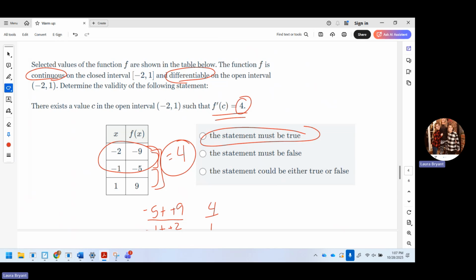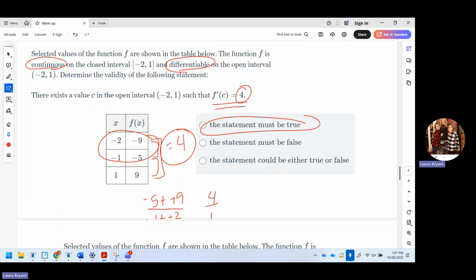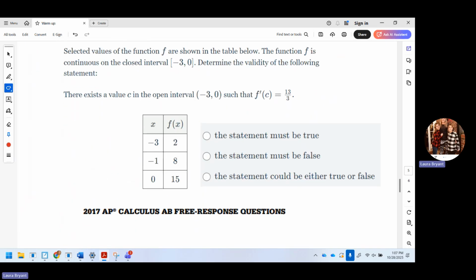Yes. Will there ever be an instance where you still could be either true or false? Yeah, that's where we're looking next. Okay. So is there a time where you can't tell? And that's what this one is. Now who's giving away the answer? Okay, that's all right.